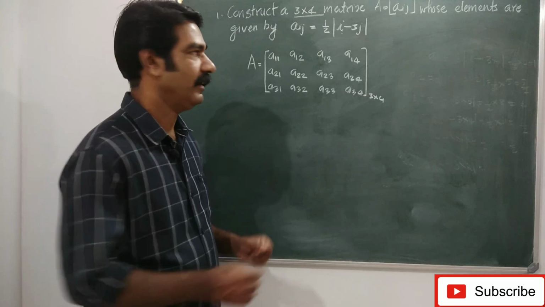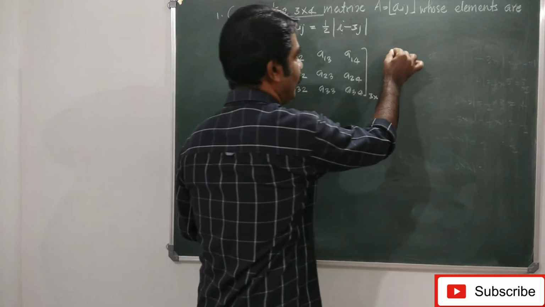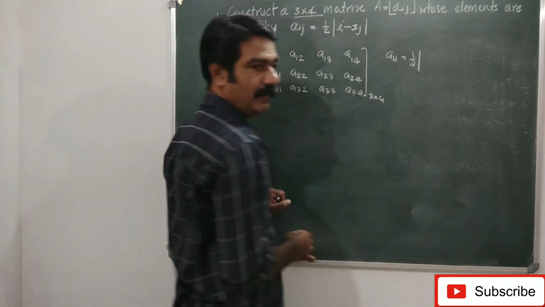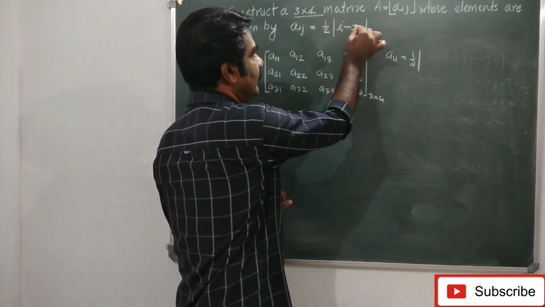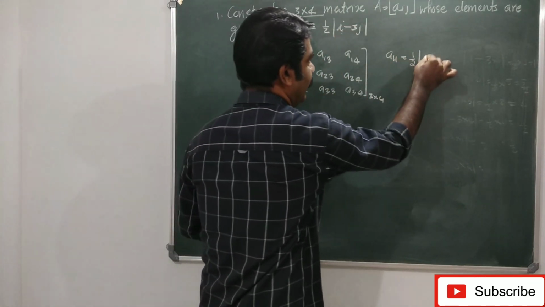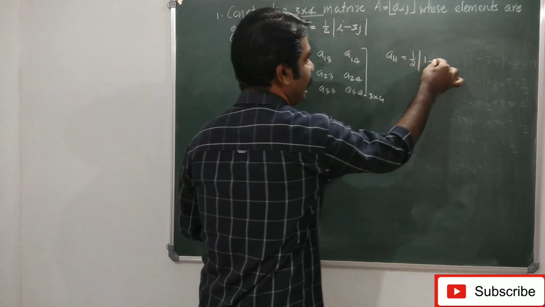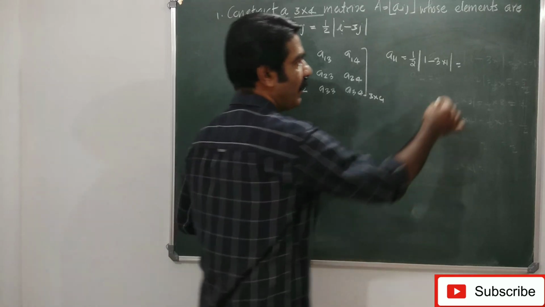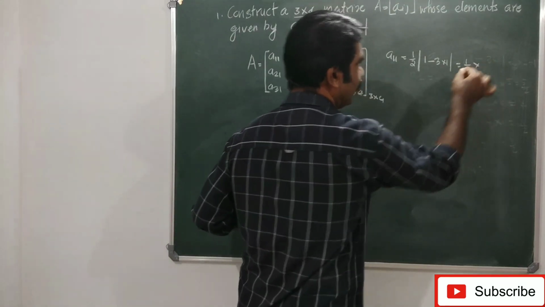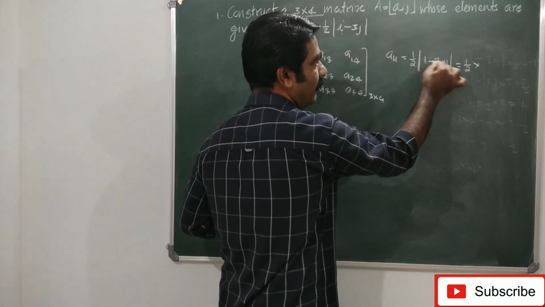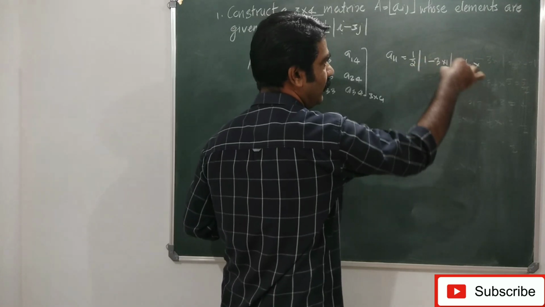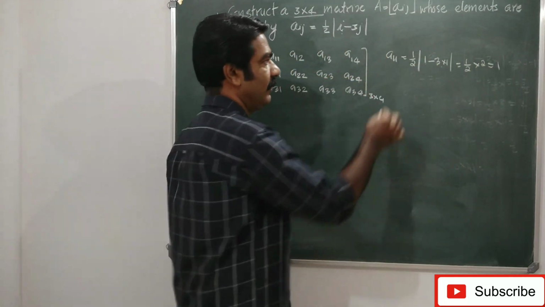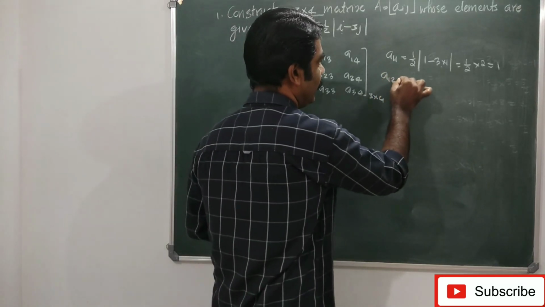We have to find a11 first. See, what is a11? a11 is equal to half into mod of (i minus 3j). Here i becomes 1 and j also becomes 1. So 3 into 1 is 3, 1 minus 3 is minus 2. The mod is there, so it becomes 2. So that's equal to 1. So a11 is 1.